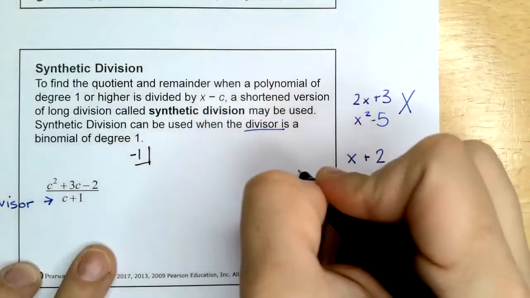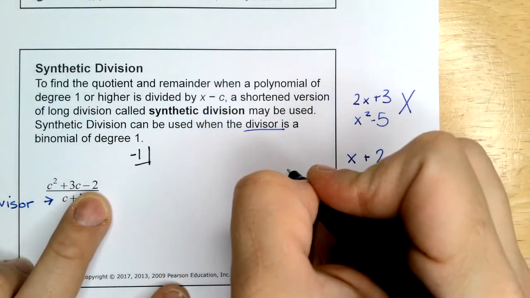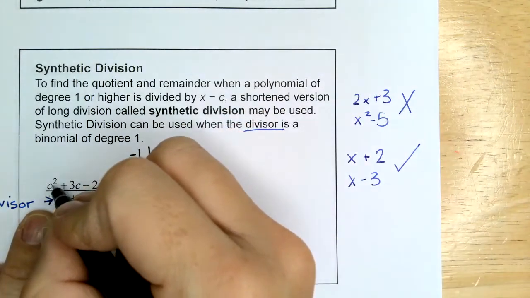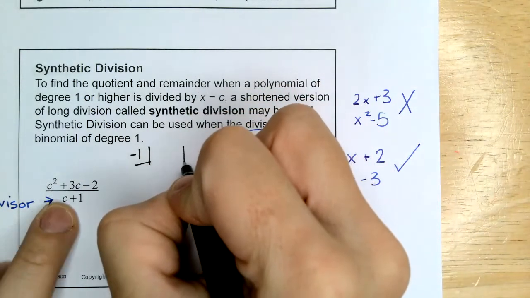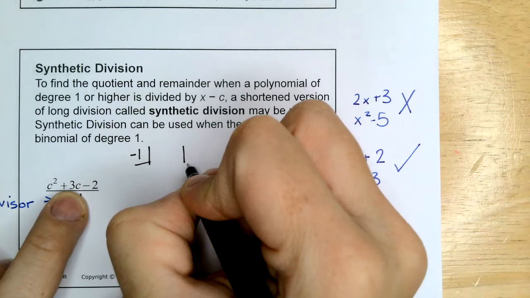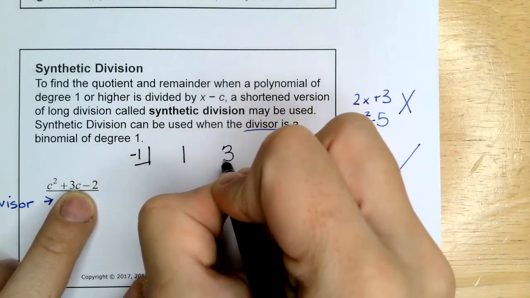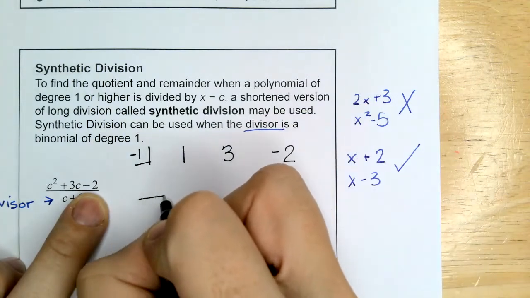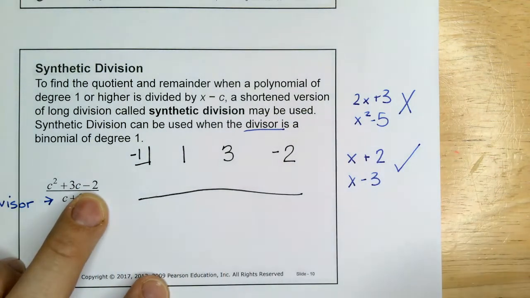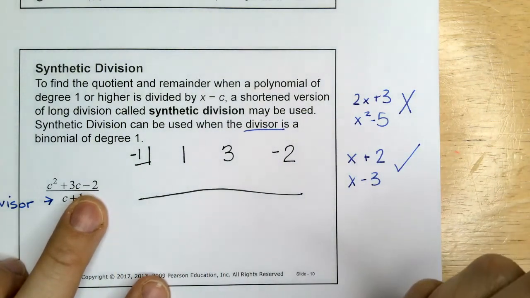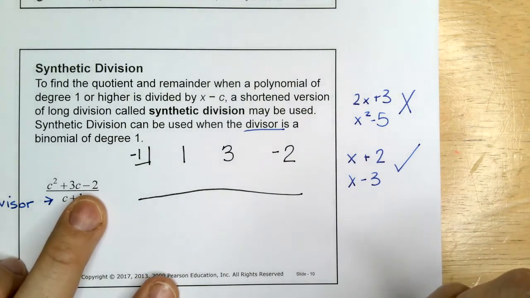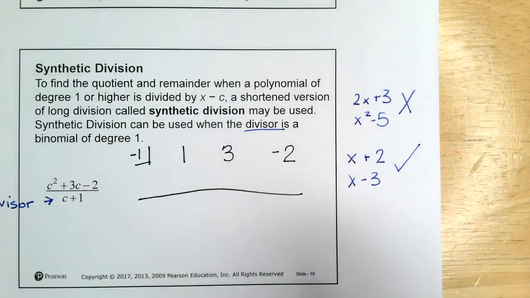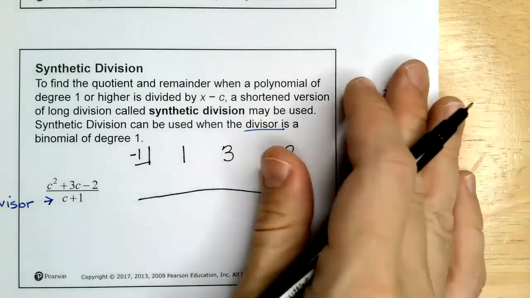Now I'm going to write out the coefficients, none of the c. So this is 1 c squared, so I'm just going to put 1 right here. This is a positive 3c, so I'm going to put 3 right here, and this is a negative 2. Let me try to draw a straight line. All right. That is how you begin synthetic division.